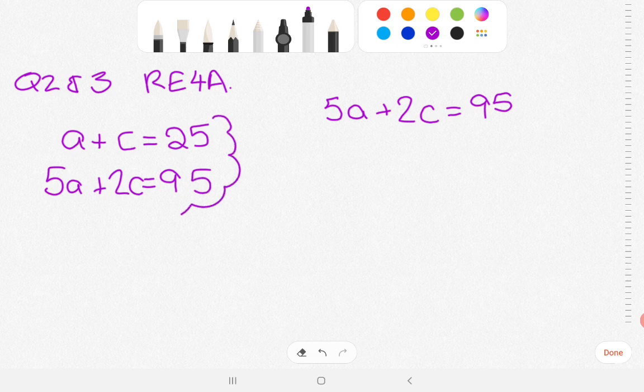And now that we've got this situation, you can probably see what to do. You're going to have to multiply your top equation by, I would suggest, -2, and then you'll be able to go from there to solve it.